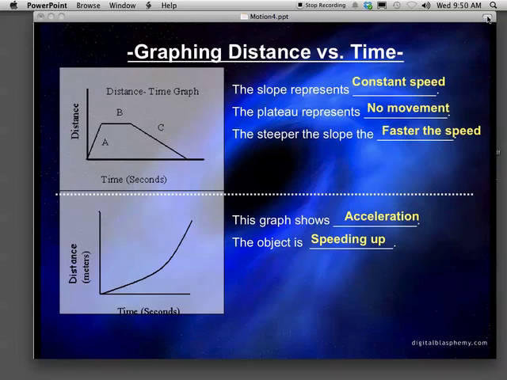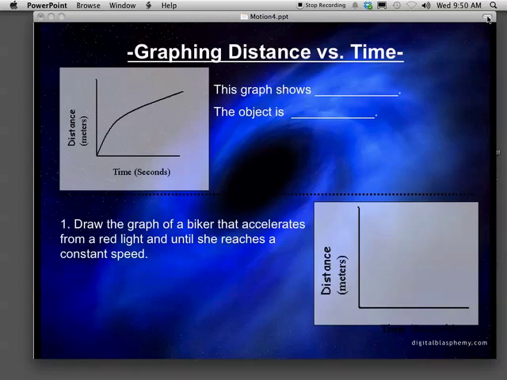Because again, think about what a flat line means. Stop. What does this line mean? Faster increase in speed. Slow. What does this mean? Fast. Very simple. Infinite speed. What does this graph show? Deceleration. The object is doing what? Slowing down.